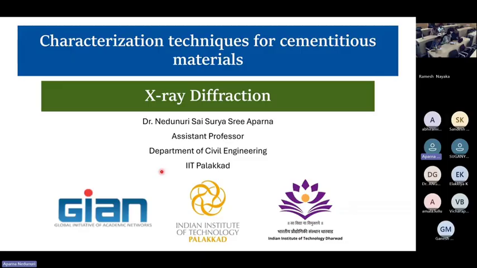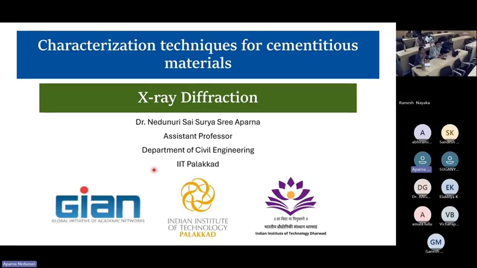Welcome to the afternoon session. In today's session, we'll look at XRD. What is XRD, how X-rays are formed, how X-rays interact with matter, how they diffract, what pattern we'll get, and how to analyze the pattern. These are the things we would like to see in this session.